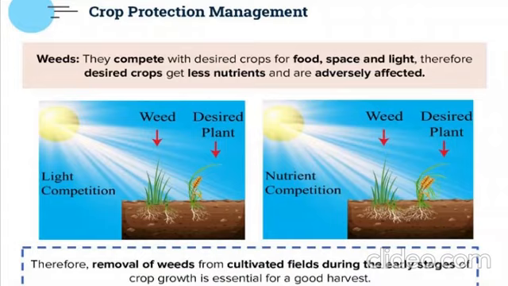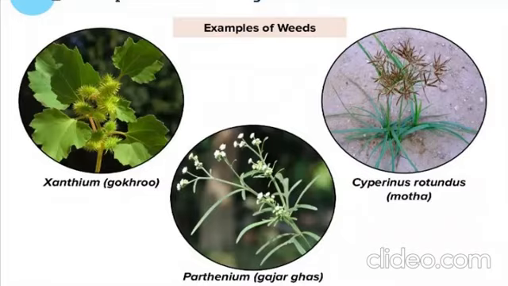Along with that, they compete with the main crop. They compete for light and for nutrients, and in that way disturb and eliminate the main crop. That is why it is important to remove these weeds so that we have a good harvest. There are various types of weeds, for example, xanthium, which is a scientific name. In Hindi, we call it gokhru.